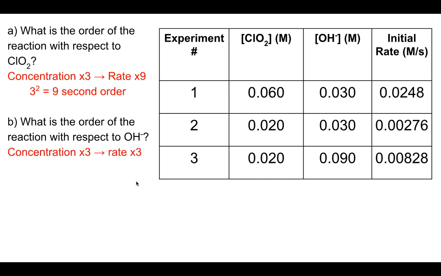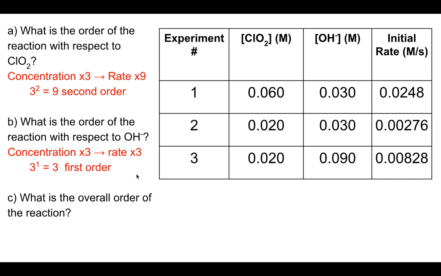So my concentration is times 3, my rate is times 3. 3 to the first equals 3. So this is a first order reaction. So that means that overall, the order of the reaction, if it's second order in ClO2 and first order in OH, it's third order overall.